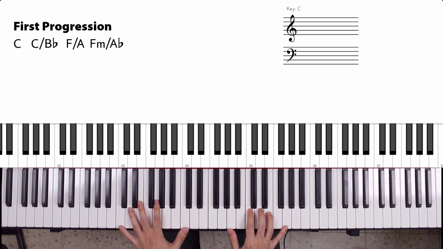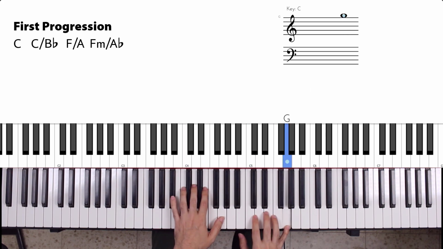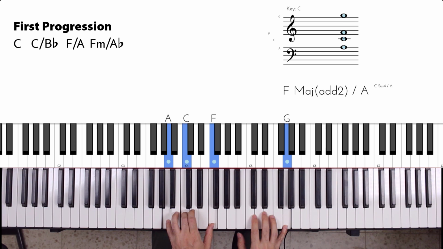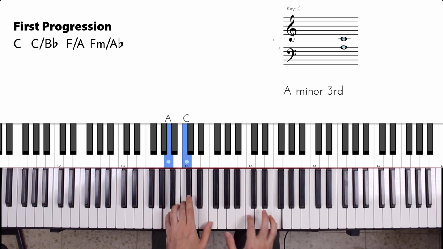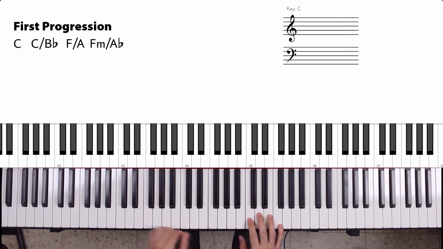So I'm playing here a C major over the bass of B flat, F major over the bass of A, and F minor over the bass of A flat. That's our first chord progression.